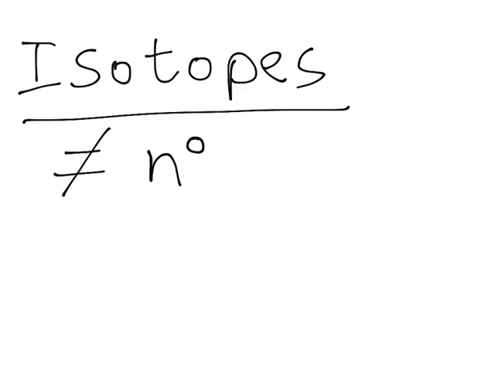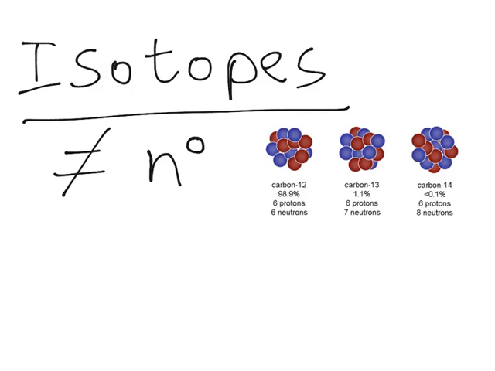Carbon has two more isotopes, so there are three different carbons. There is carbon-12, carbon-13, and carbon-14. The number that is next to carbon represents just the mass number. So as you can see, carbon-12 will have 6 protons and 6 neutrons, meaning the mass number is going to be 12, 6 plus 6, 12.